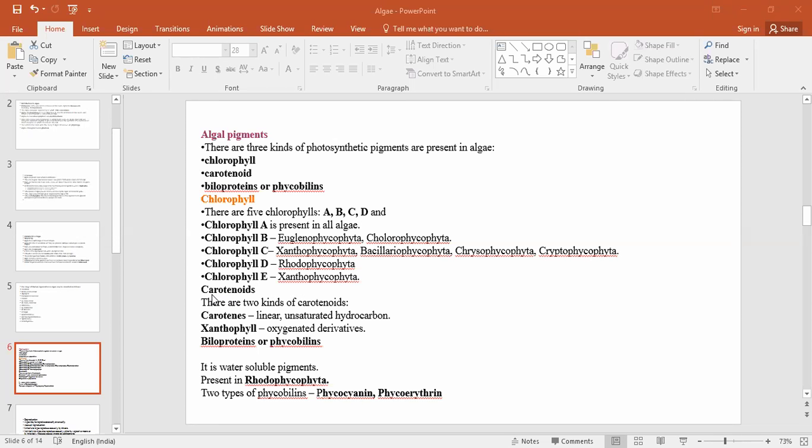Then the second type of pigment is the carotenoids. These carotenoids are again of two types. First one is the carotenes, which are linear and unsaturated hydrocarbons, and xanthophylls, which are the oxygenated derivatives. Then next are the biliproteins or phycobilins. This is a water soluble pigment which is present in the Rhodophyta. There are two types of phycobilin: first is phycocyanin and second is phycoerythrin. Phycocyanin is mostly green and blue in color, whereas phycoerythrin is mostly red in color.